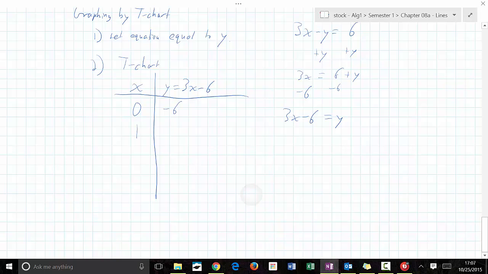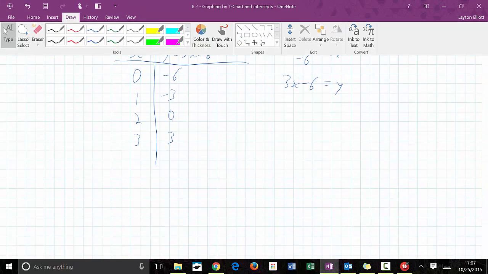Let's plug in 1. 1 times 3 minus 6 is negative 3. Let's plug in 2. I get 0. Plug in 3. 3 times 3 minus 6 is 3. And that's plenty. That's 4 points.